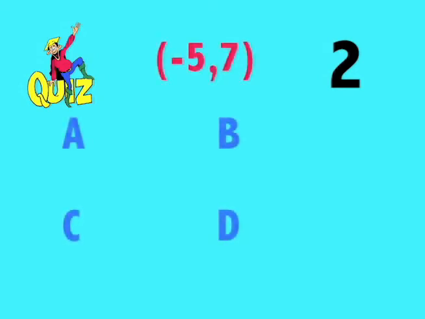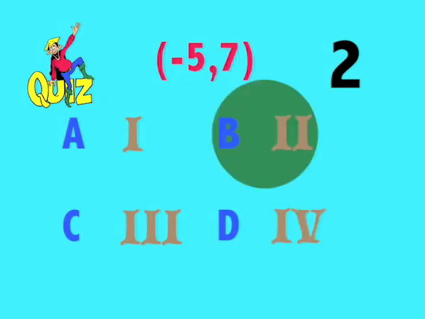Question number 2. Which quadrant does the point -5, 7 exist in? A, B, C, or D? B is the correct answer.